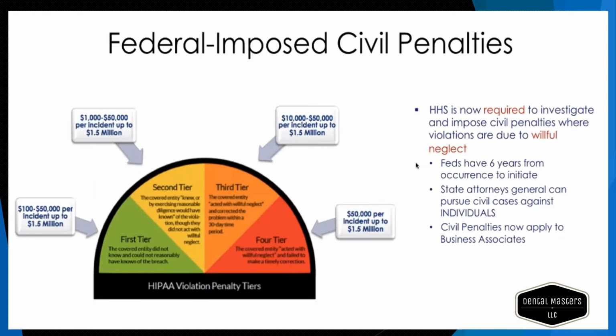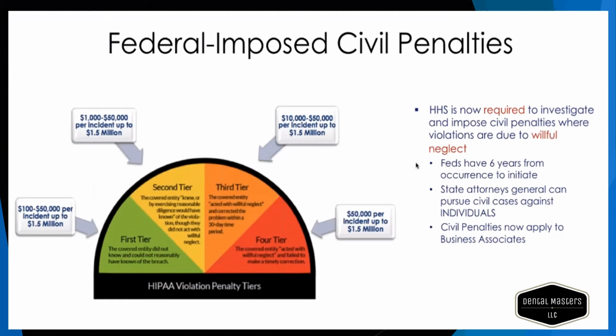Because of the 2013 Omnibus Rule, the Department of Health and Human Services is now required to investigate and impose federal civil penalties where violations are due to willful neglect, and they have up to 6 years from the occurrence in which to initiate that investigation and those penalties. The state's attorneys general can pursue civil cases against individuals, so individual workers under the umbrella of a company. Civil penalties now also apply to business associates of a covered entity.